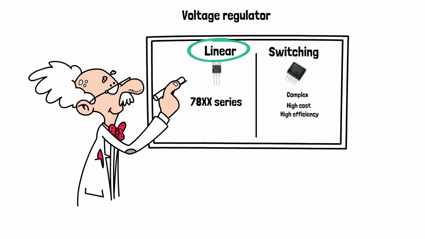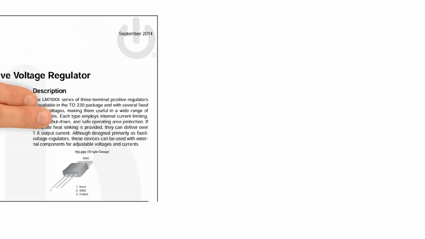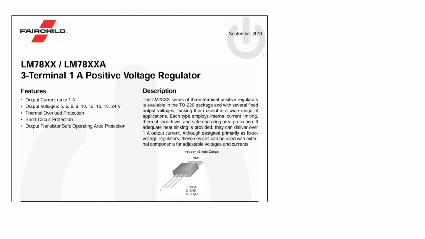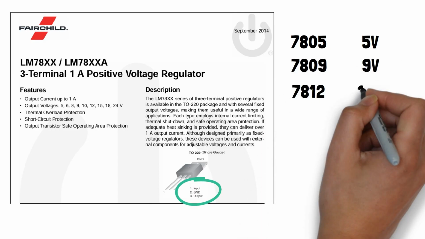The 78XX series ICs are a typical example of linear voltage regulator ICs. According to the datasheet, these are 3-pin components with input, ground (GND), and output pins. In the 78XX designation, XX represents the output voltage, for example, 05 for 5 volts, 09 for 9 volts, and 12 for 12 volts.